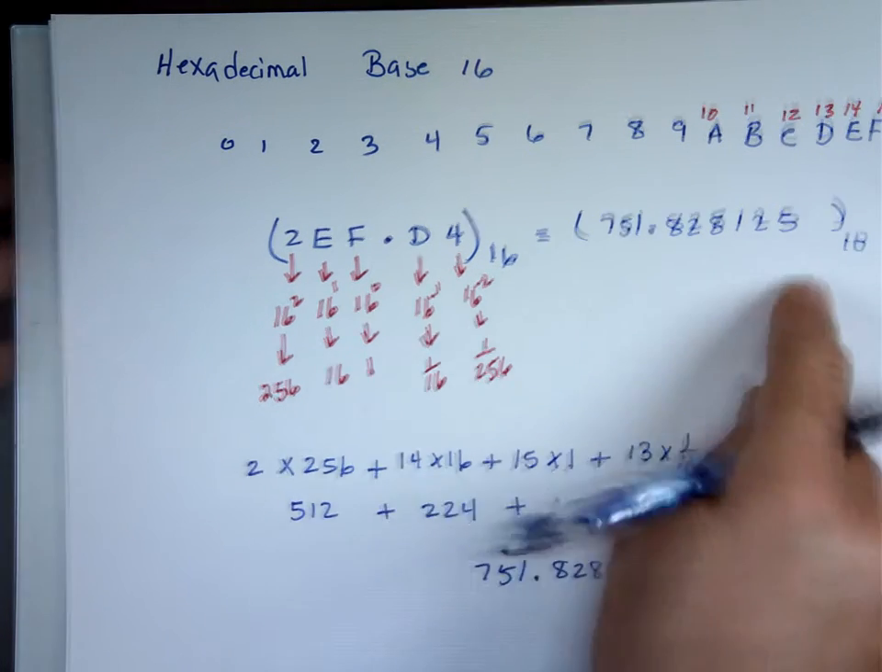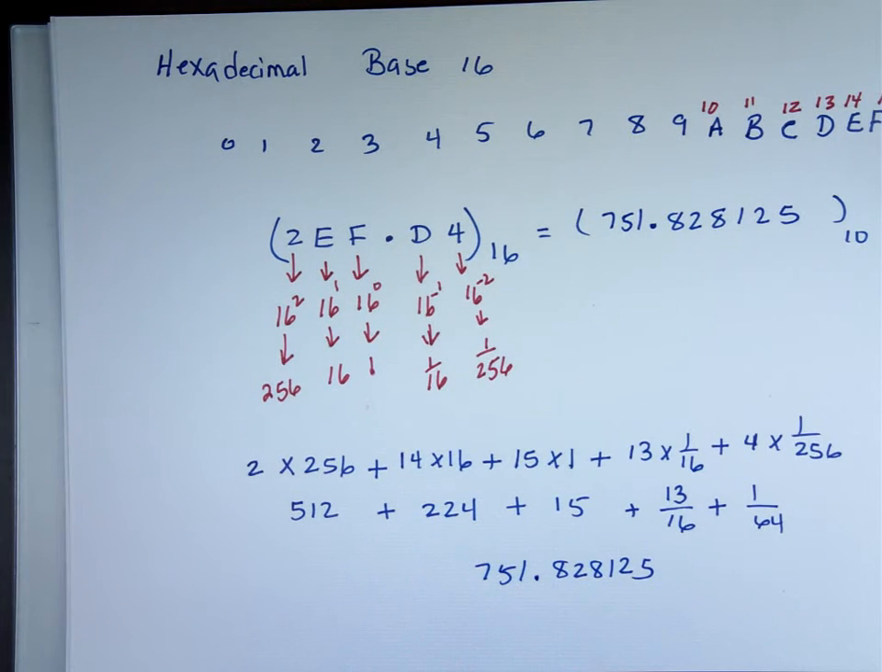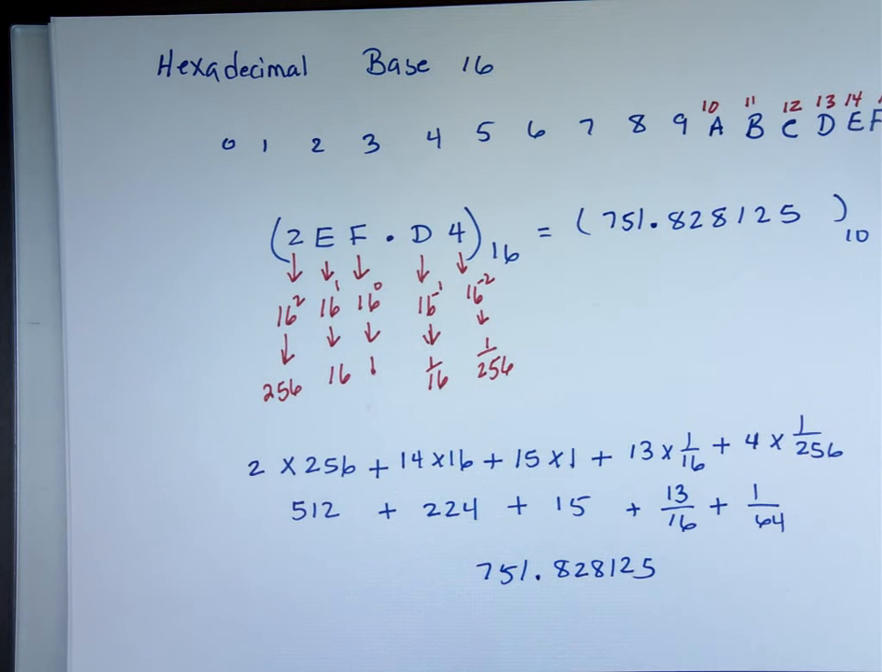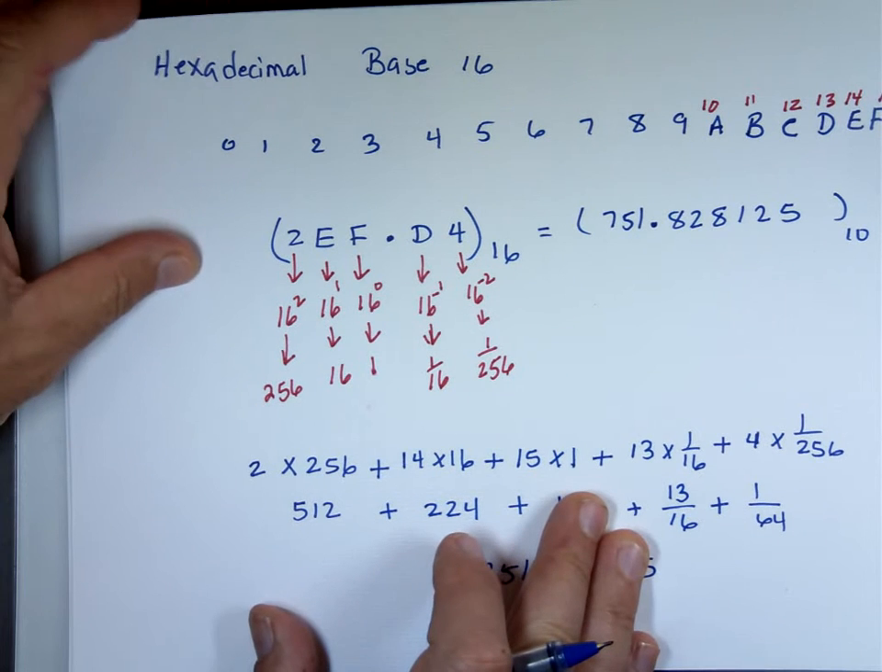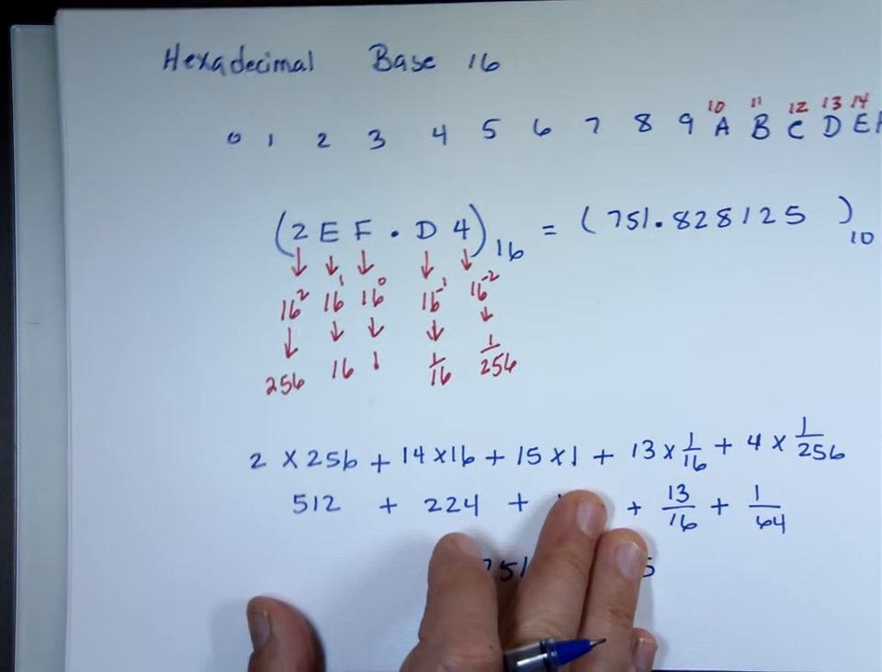So these numbers are equal to each other. This is in base 16, that's in base 10. So now we know how to convert from base 2 to base 10, base 8 to base 10, base 16 to base 10. Well, how about the reverse? How do we go from base 10? I'll take the problems backward and see if we did them right.